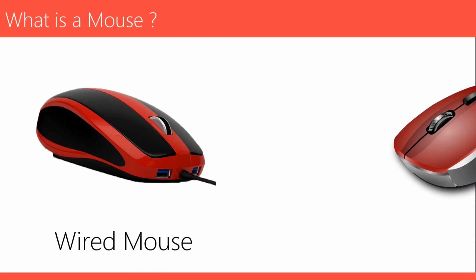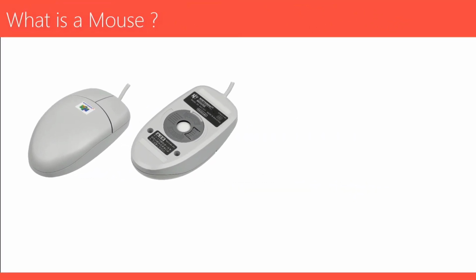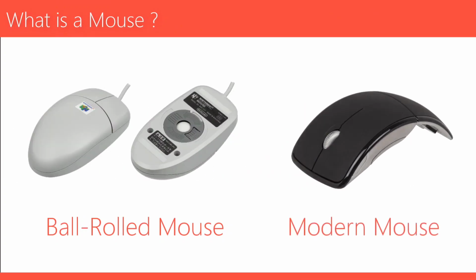Originally wired to a computer, modern mice are often cordless, relying on short-range radio communication with a connected system. Mice originally used a ball rolling on a surface to detect motion, but modern mice often have optical sensors that have no moving parts.